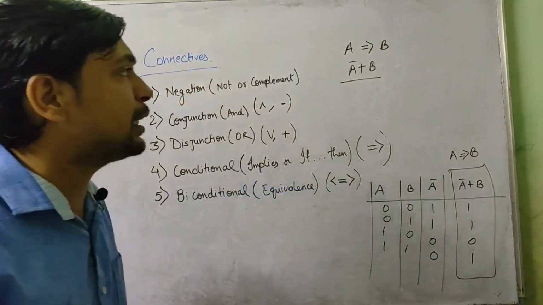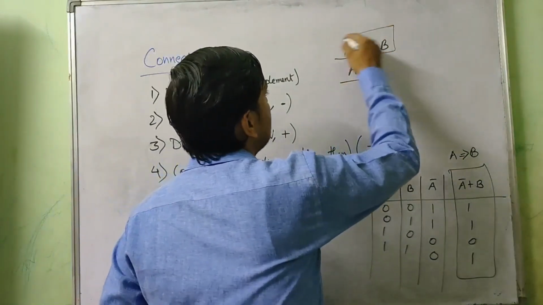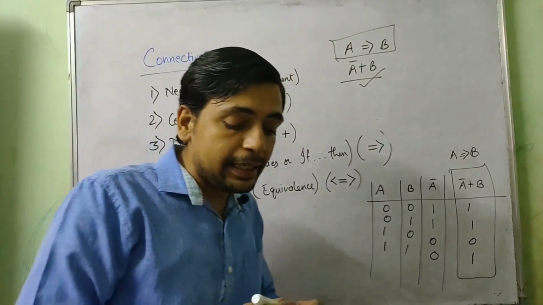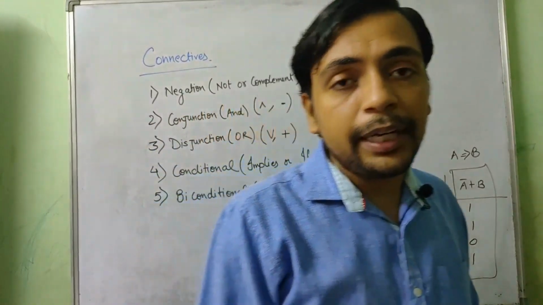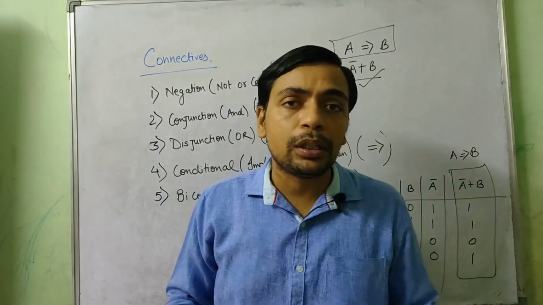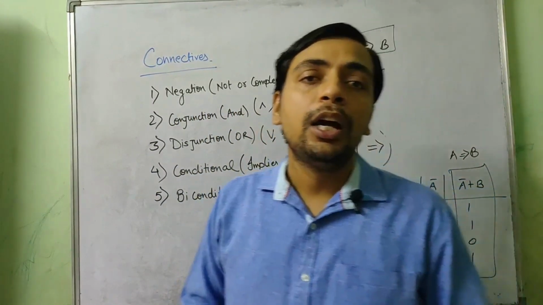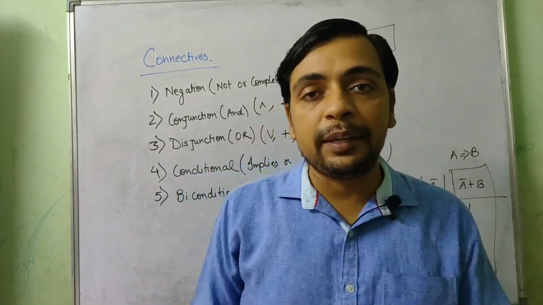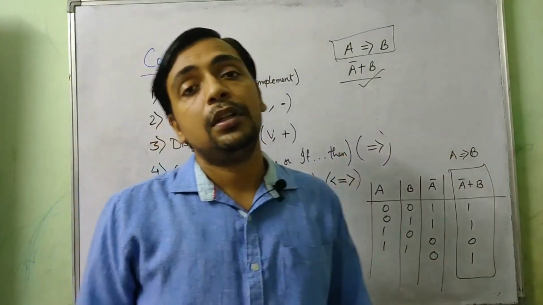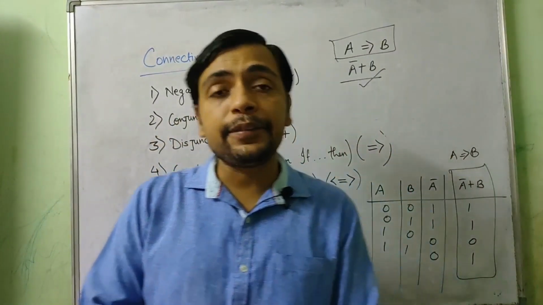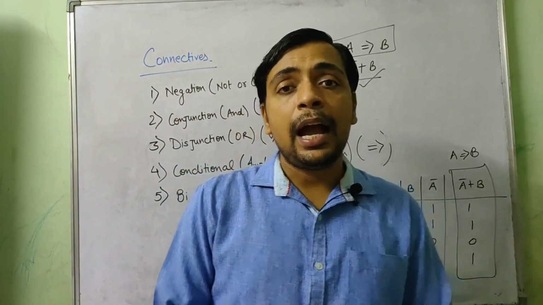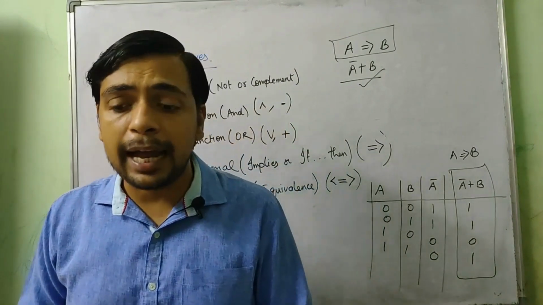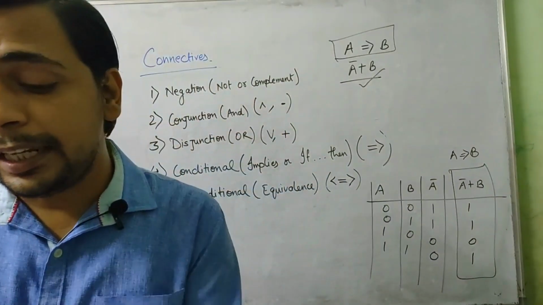So instead of using conditional, if this is confusing for you, you can work with this and that will also give you the same result. So in case in an examination they ask you to create a truth table for the conditional, or they give you a truth table and ask whether it is a conditional or not, you can verify it with this one also. So these were the connectives that we are going to study today, and I hope now you understood these connectives and the truth tables and the results that these connectives give.